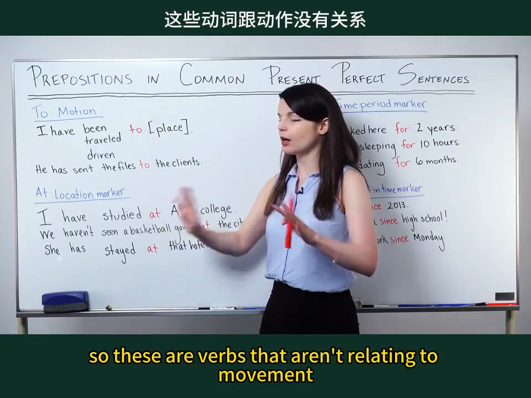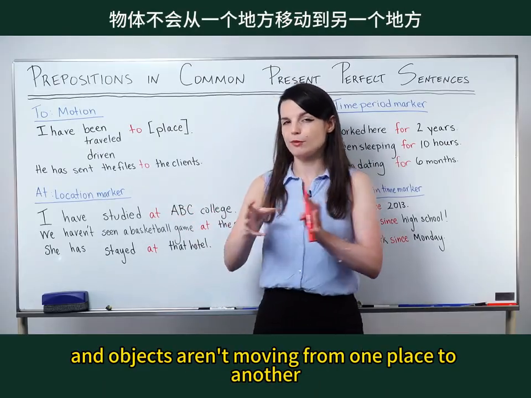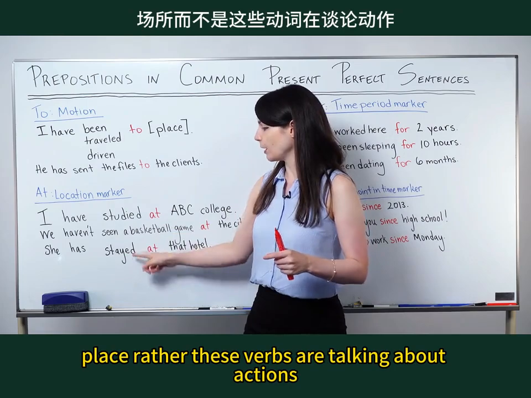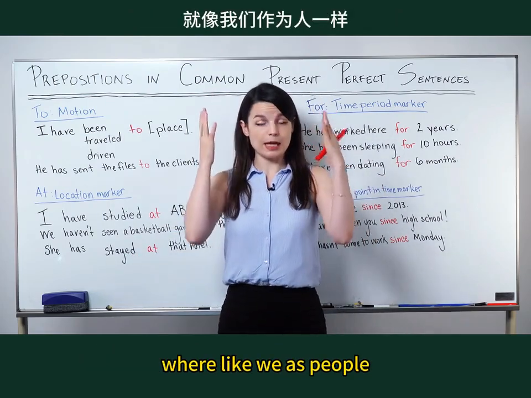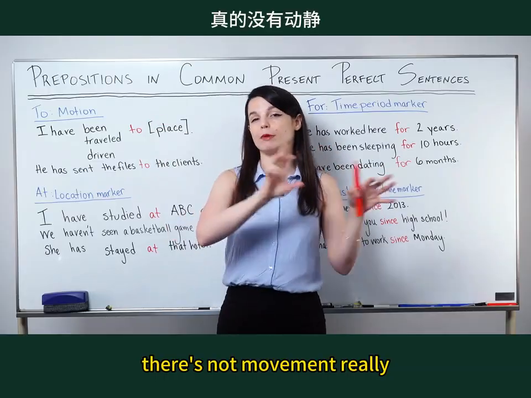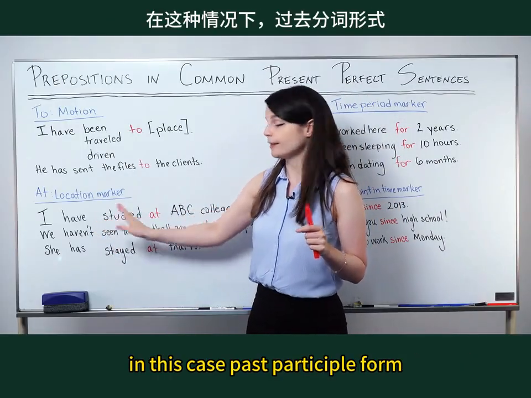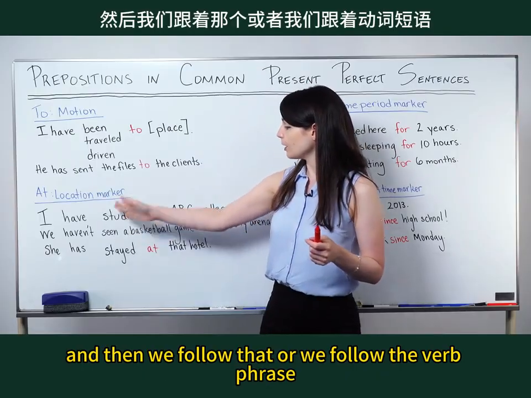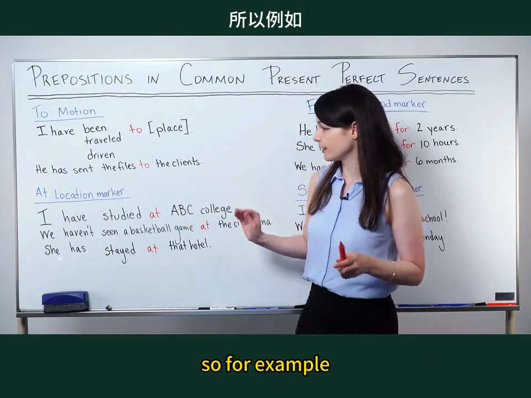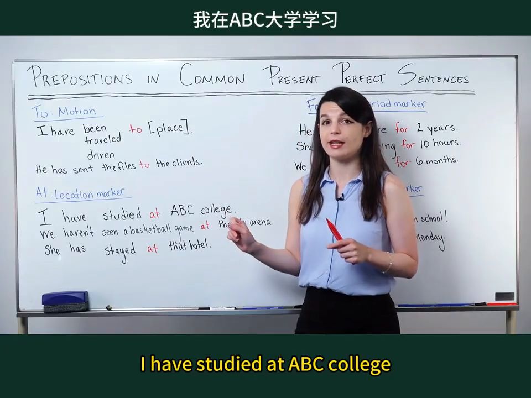These are verbs that aren't related to movement. We're not moving from one place to another, and objects aren't moving from one place to another. Rather, these verbs are talking about actions where we as people remain in place, or the object remains in place. There's not movement really. So when we want to express that, we put the verb in past participle form, and then we follow the verb phrase with at and connect it to the place. So for example, I have studied at ABC College.